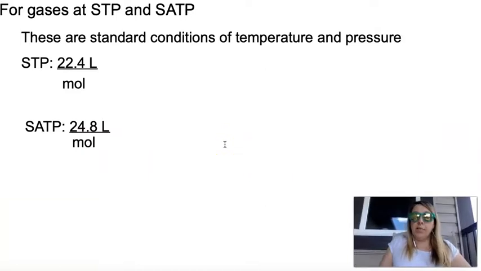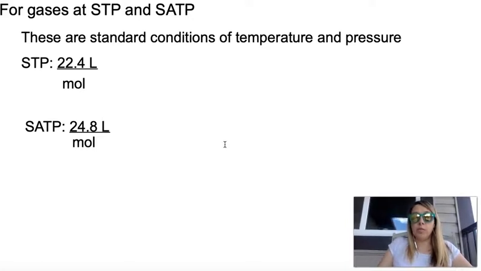It's kind of, I don't want to say it's a mix between the two, but it's definitely not as big as the last one. It looks more like your standard type of stoich question. So these would be for gases that are either at STP or SATP. Okay, so STP stands for standard temperature and pressure, and SATP stands for standard atmospheric temperature and pressure.